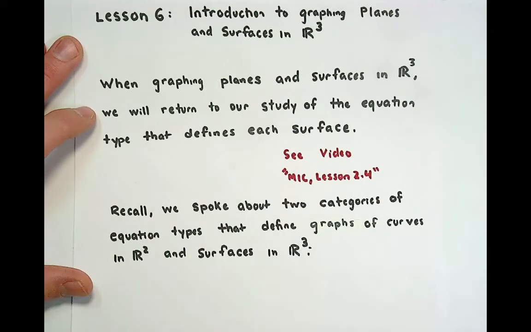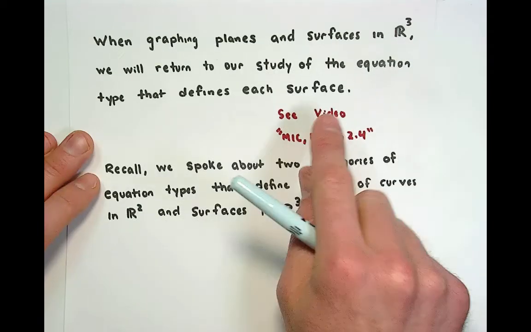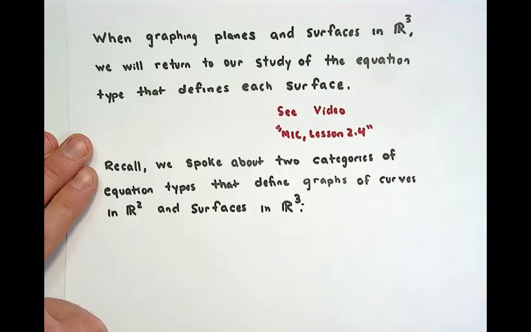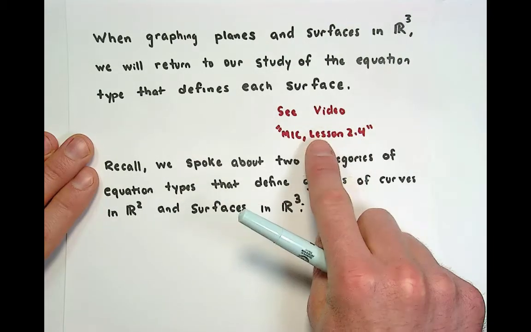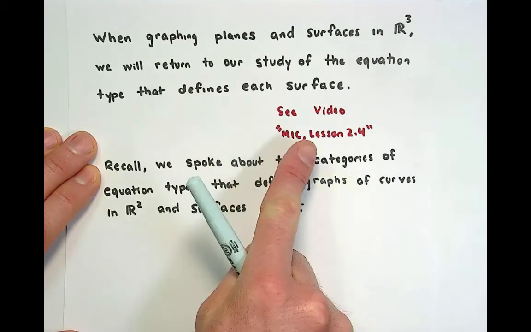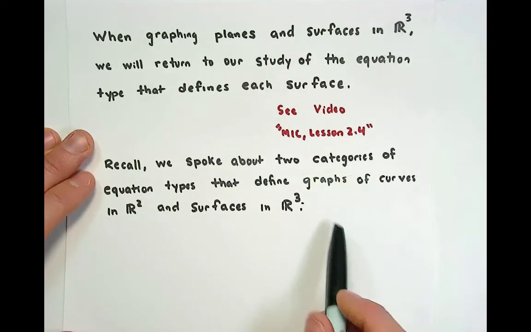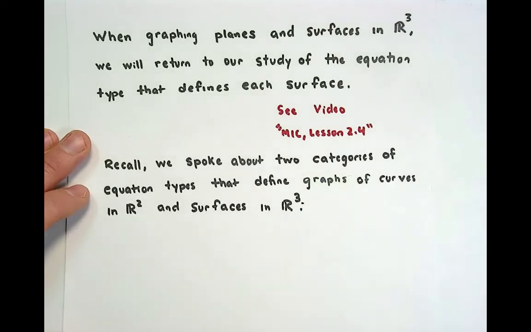To get our head around how this works, we're going to go back to our study of equations and the types of equations that define surfaces and curves. For an introduction to this, you can see the video in lesson 2.4 about graphing in Mathematica. Recall in that video we spoke about two categories of equation types that define graphs and curves in R2 and R3.